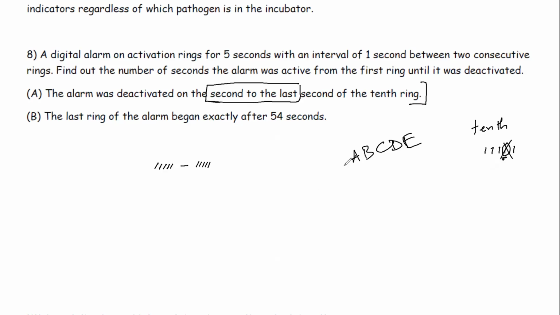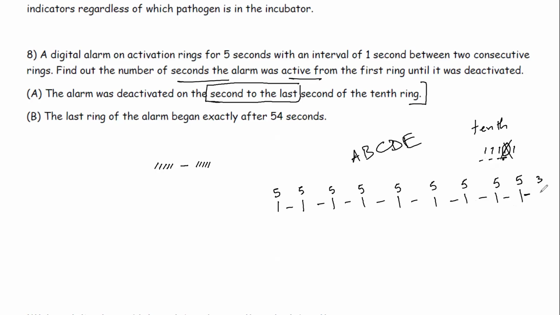Now we'll just, for the sake of understanding, count the number of seconds the alarm was active. So first ring, second ring, third ring, fourth ring, fifth ring, sixth ring, seventh ring, eighth ring, ninth ring. Now remember, each ring is for 5 seconds. And that's your ninth ring. Okay. And between these, there are 1 second gaps. And there'll be a gap out here also. And then the 10th one, you'll include the 3 seconds out here, 1, 2, and 3.